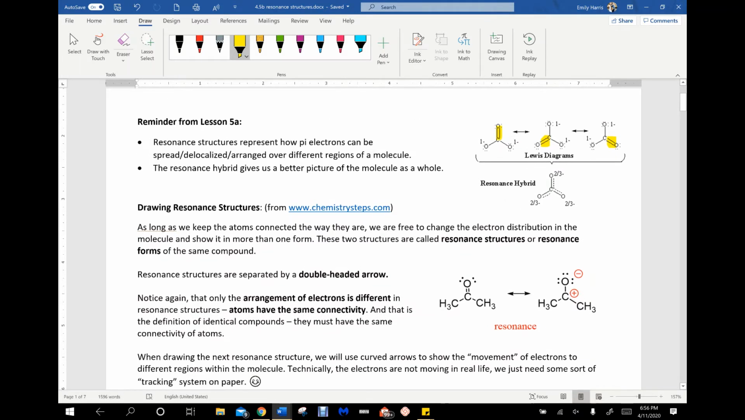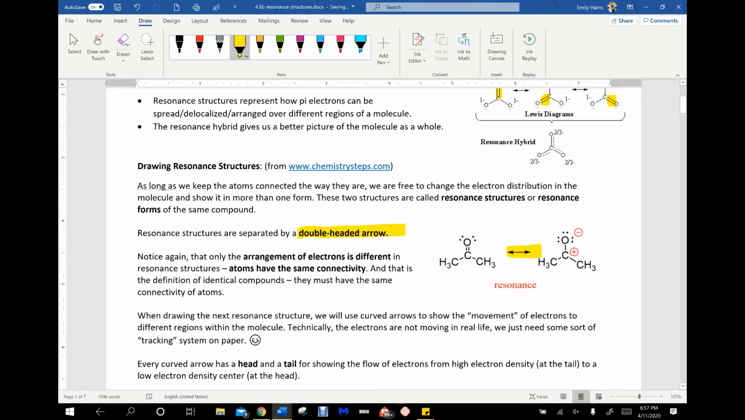All right, so how to actually draw these structures correctly. As long as we keep the atoms connected the way they are, we're free to change how the electrons are distributed in the molecule and show it in more than one form. These two structures are called resonant structures or resonance forms of the same compound. And we separate them using a double-headed arrow.